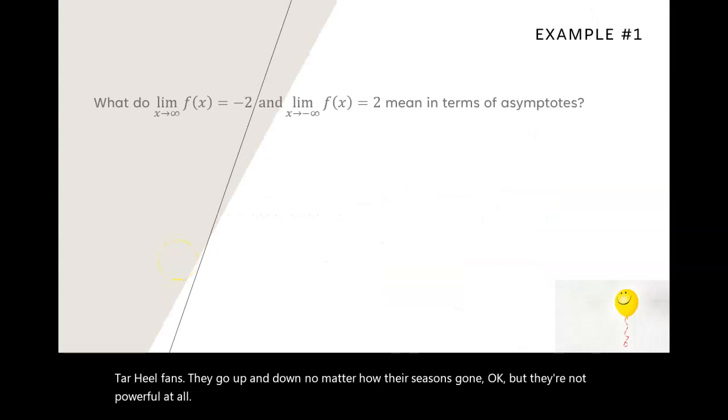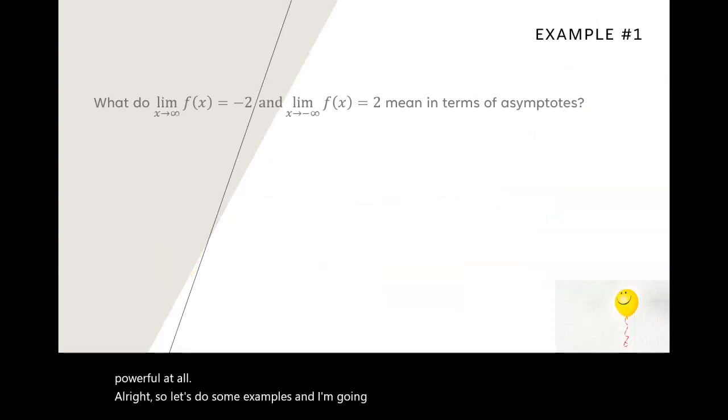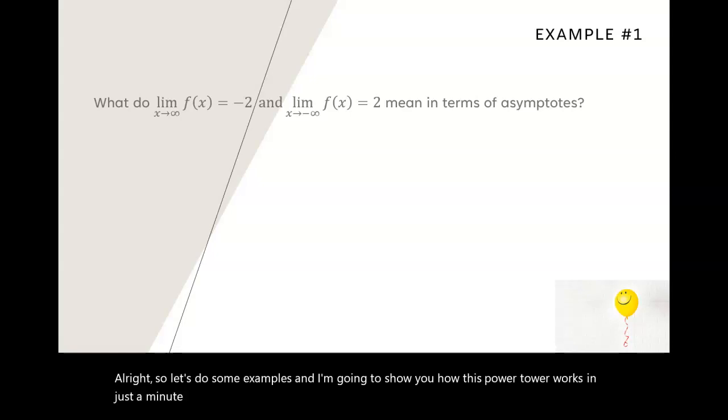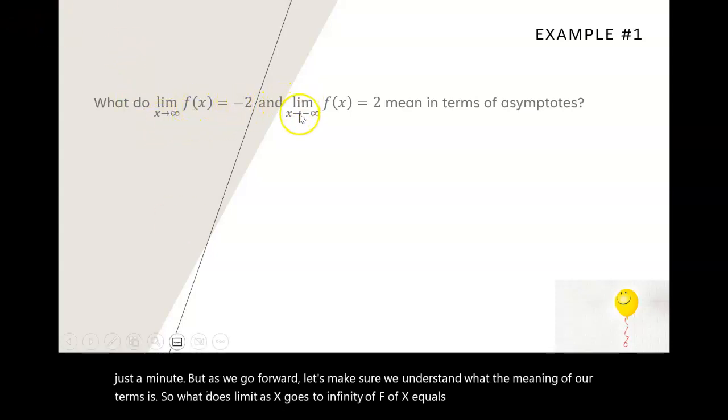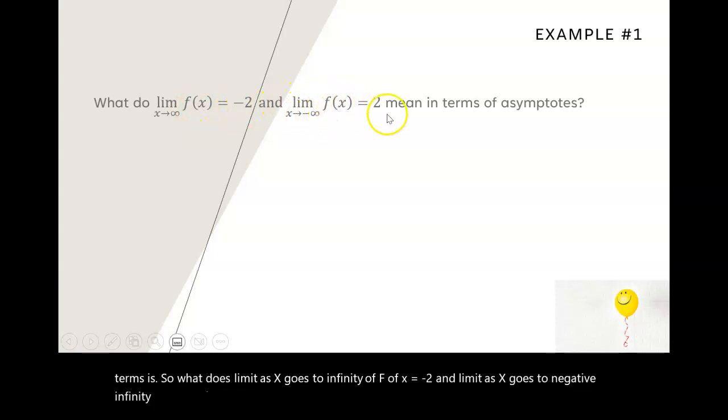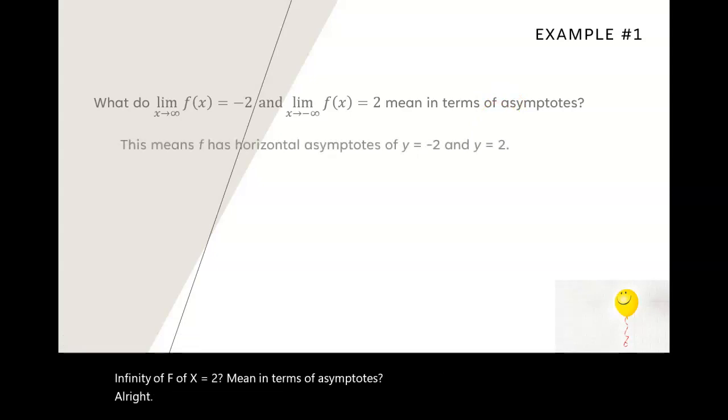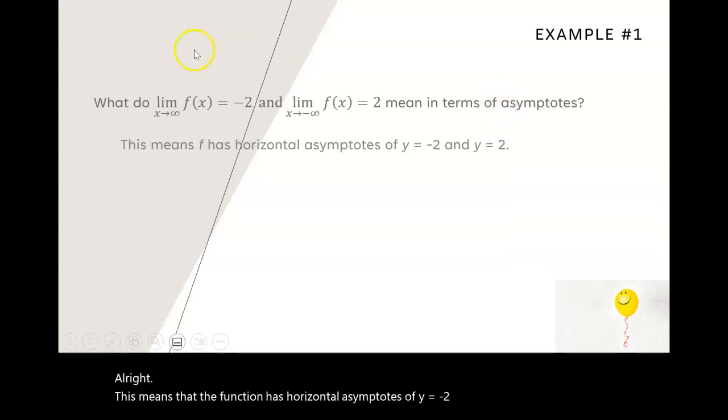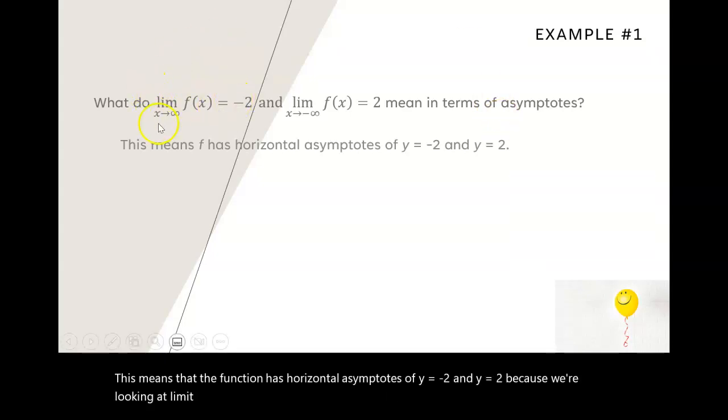All right, so let's do some examples, and I'm going to show you how this power tower works in just a minute. But as we go forward, let's make sure we understand what the meaning of our terms is. So what does limit as x goes to infinity of f of x equals -2 and limit as x goes to negative infinity of f of x equals 2 mean in terms of asymptotes? All right, this means that the function has horizontal asymptotes of y equals -2 and y equals 2 because we're looking at limits at infinity.